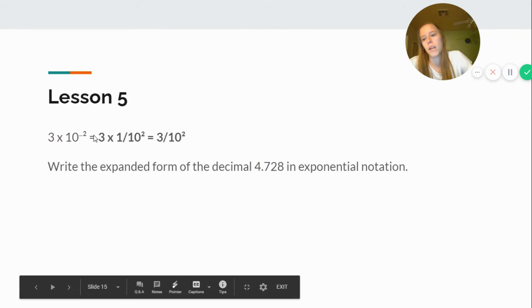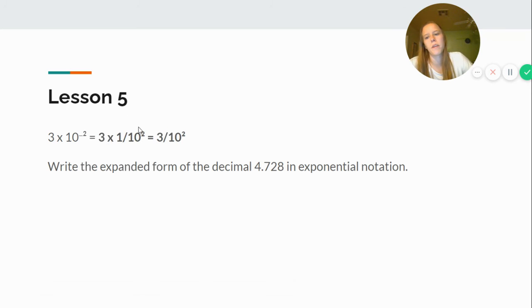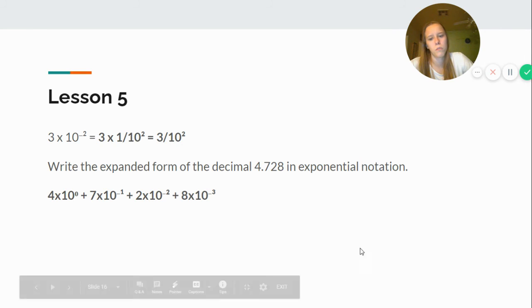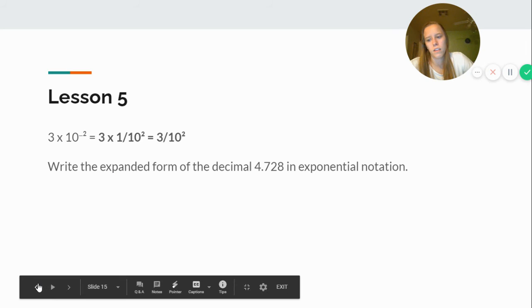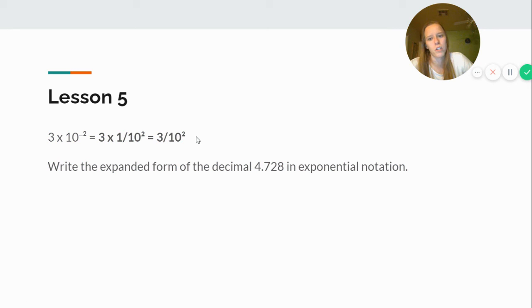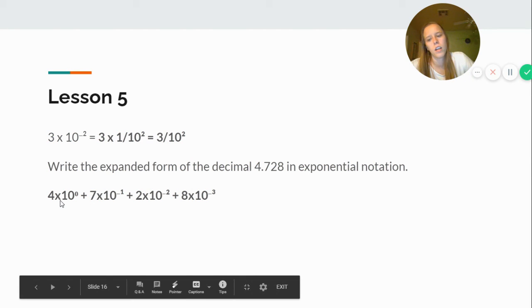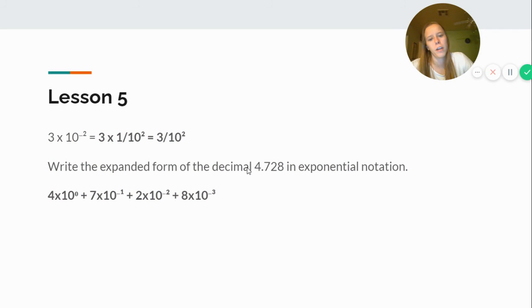So 3 times 1 over 10 to the 2nd, because that's how we get rid of that negative exponent. And then we can simplify it one step further, 3 over 10 to the 2nd. This one can actually go one step further, and it can be 3 over 100. And then we have the opposite of the one we previously did from lesson 4. So you start with that 0, and then you're negative because it's a decimal.